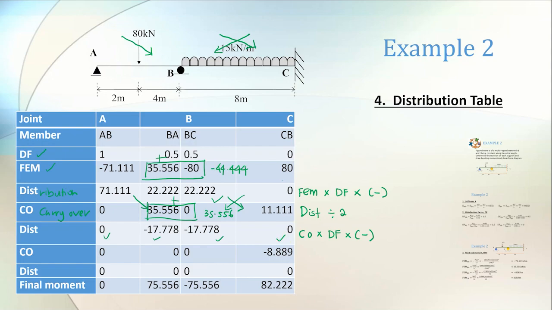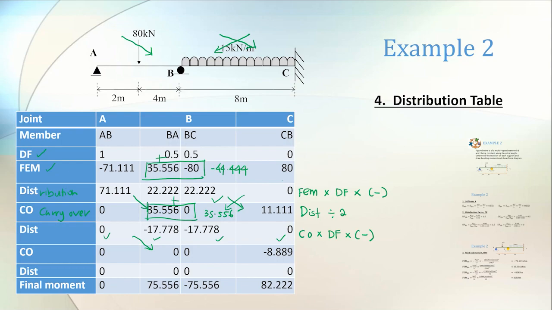Okay, so masih belum 0 semua. So kita move to the carryover. So for carryover, you boleh carry over. Kosong you boleh carry over to BA. AB you boleh carry over to BA. BA cannot carry over to AB, so it becomes 0.